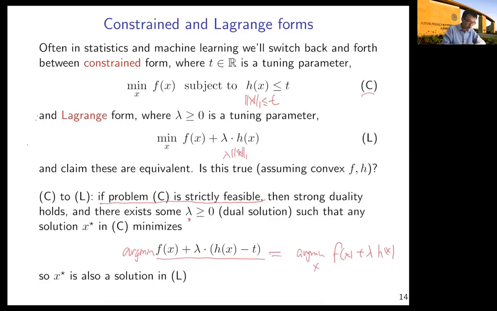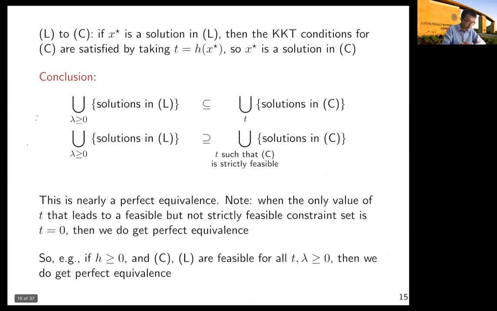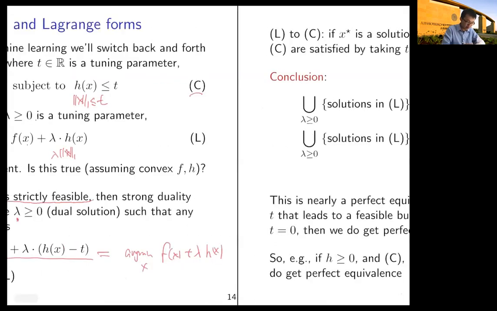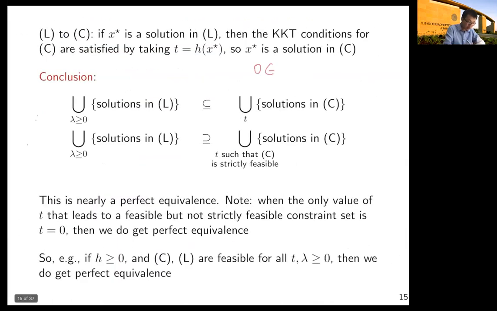Okay, so we can also do the same from L to C, right? We can do this by applying the KKT condition, right? So what is the KKT condition here? It basically says that 0 is in the subgradient of f of x plus lambda of h of x, right? For the optimal solution of C.